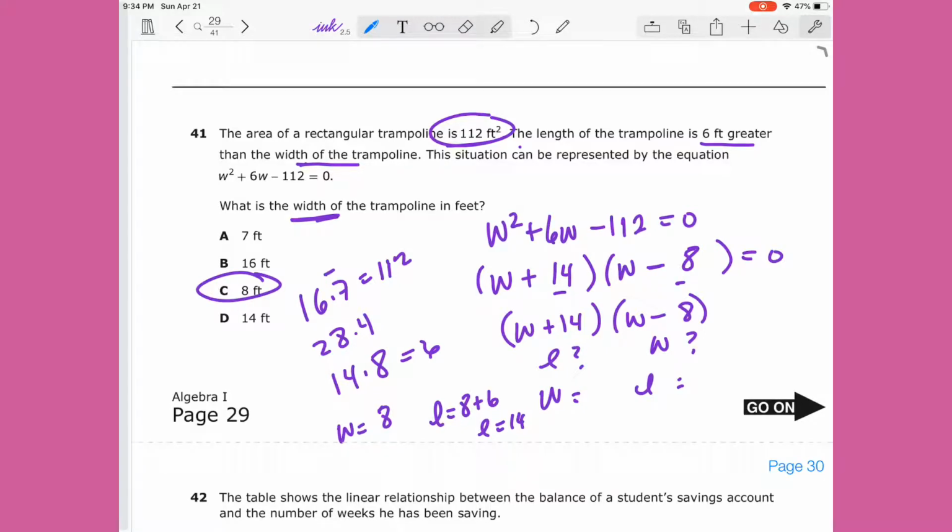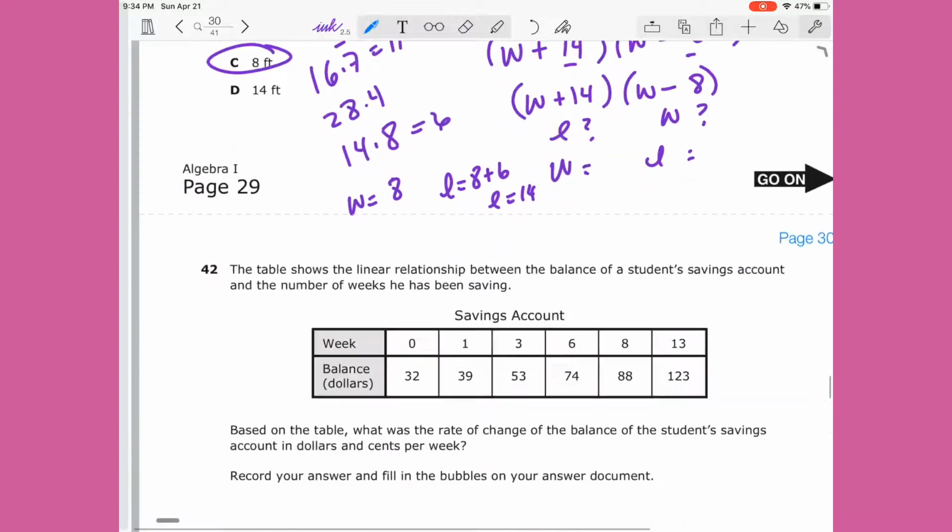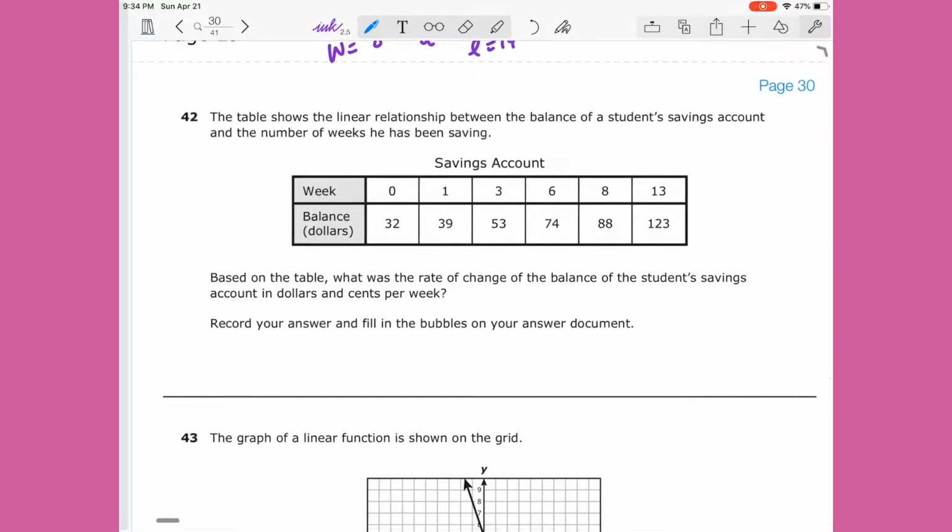All right, hopefully that helped explain that one. Number 42, the table shows a linear relationship between the balance of a student's savings account and the number of weeks he's been saving. Based on the table given above, what is the rate of change of the balance of savings per week?